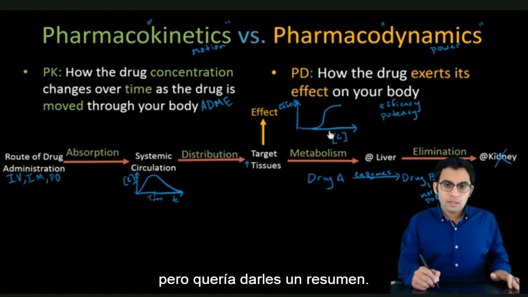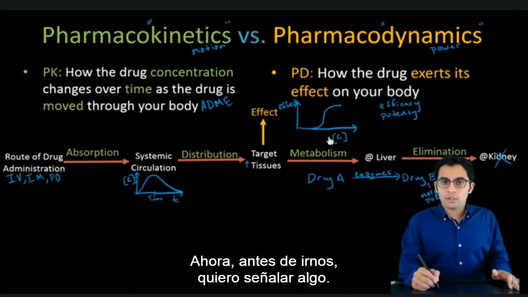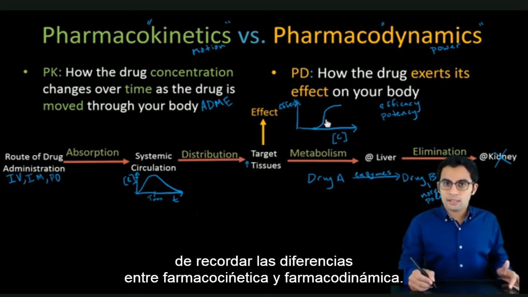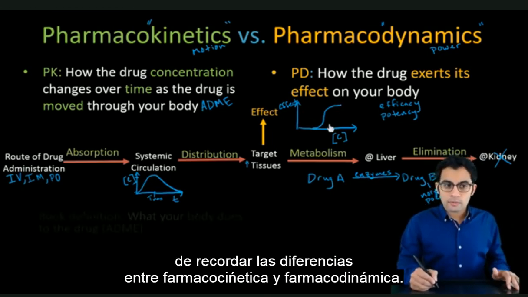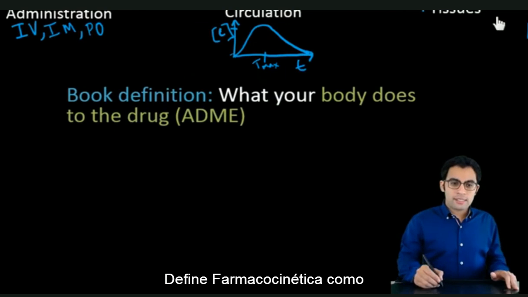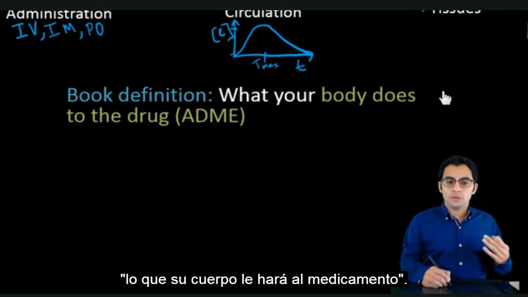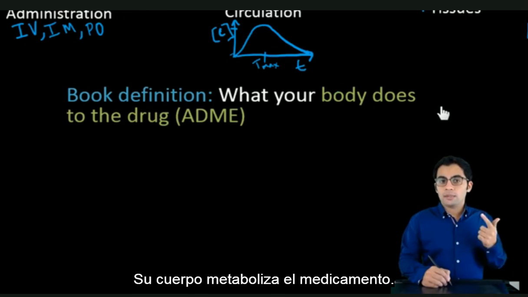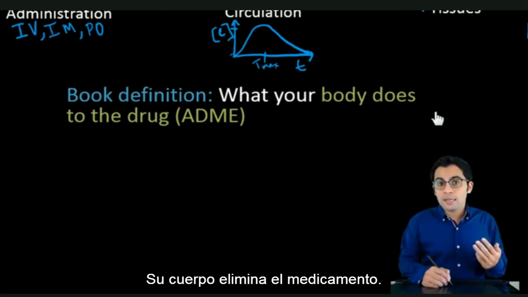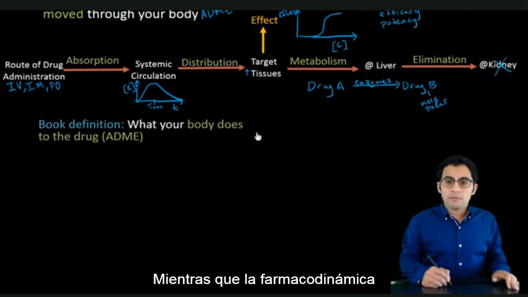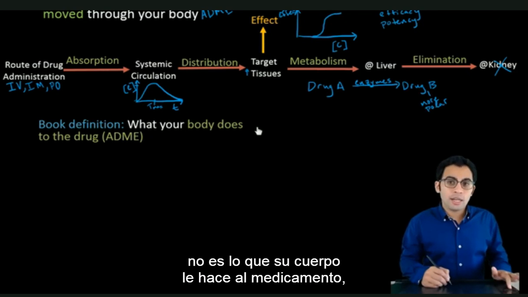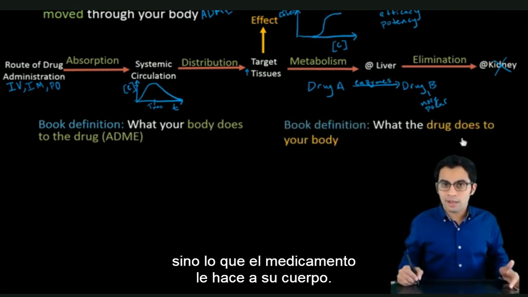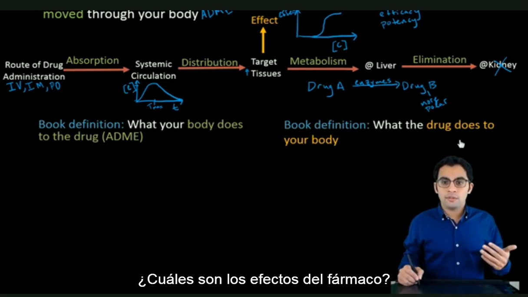Now, before we walk away from this, there's a couple of things that I want to point out. Your book has a very good way of remembering the differences between pharmacokinetics and pharmacodynamics. So for pharmacokinetics, it defines this as what your body is doing to the drug. Your body is absorbing the drug, your body is distributing the drug, your body is metabolizing the drug, your body is eliminating the drug. Whereas pharmacodynamics is not what your body does to the drug, but instead what the drug does to your body. What are the effects of the drug?